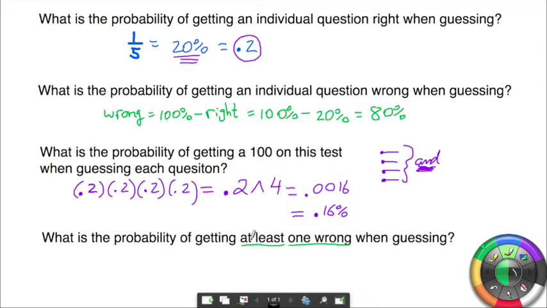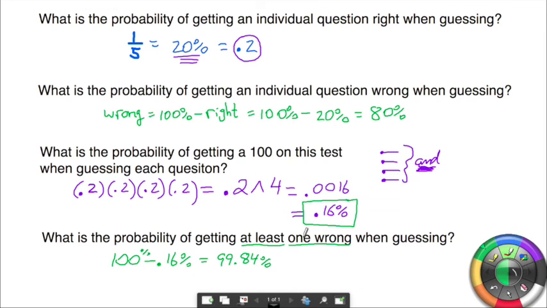So all we have to do to get this answer is to take the answer from the previous question and say, well, it's going to be 100% minus 0.16%. So this is going to be, what is that, 99 something or other? So 100 minus 0.16, 99.84. So the probability of getting at least one wrong is almost a certainty, almost.